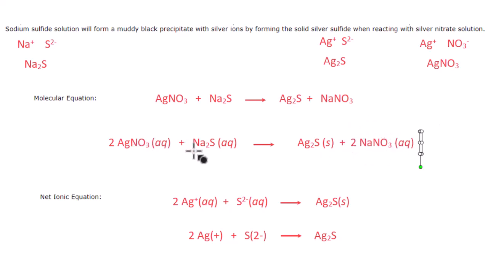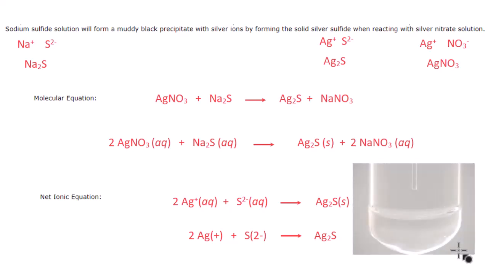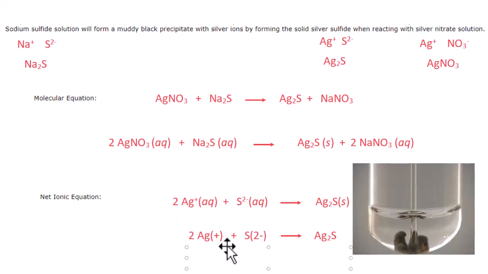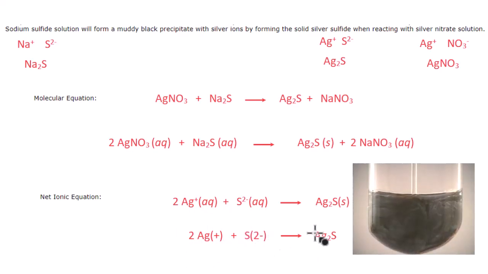Notice the sodium and the nitrate were aqueous, and they are still aqueous. They didn't change. So the only thing that changed was the silver and the sulfide, which were aqueous, and now they're solid. So here we have it. We have how to write the molecular equation, which is a little bit more complicated, and how to write the net ionic equation, which is the one that's usually asked for on an AP exam. So let's look at the reaction, and now we realize and see what's happening. The silver ions and the sulfide ions coming together to make silver sulfide.